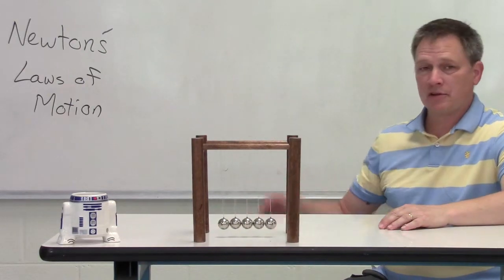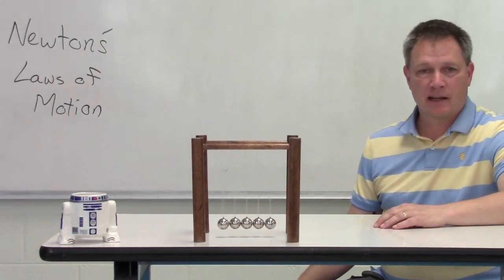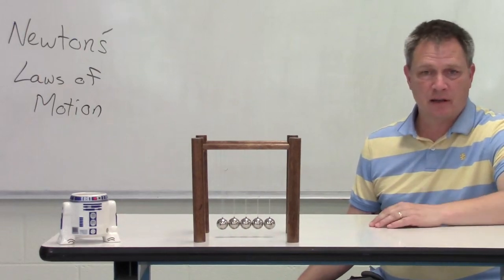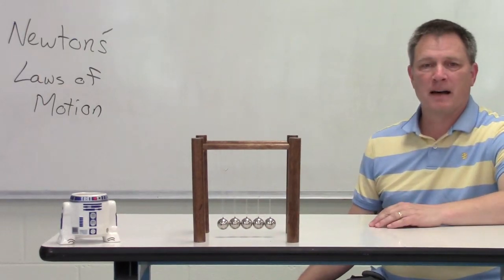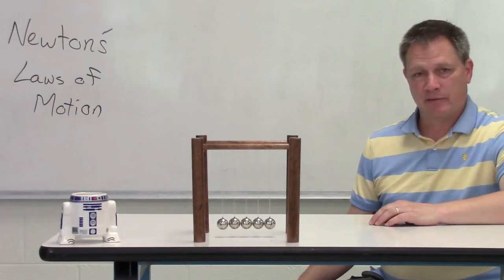So for example, the first law is that when there is no force, things can move in a straight line at constant speed, or they can even sit still. So Newton's first law is about the natural state of things in the absence of a force.